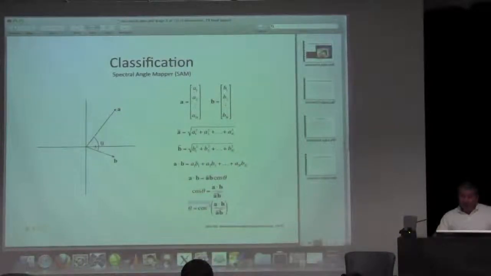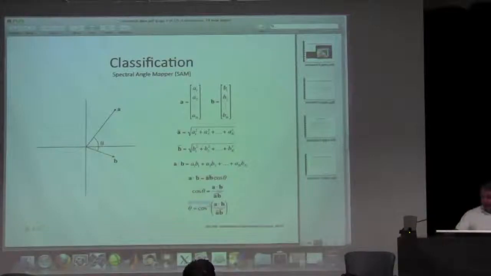Well, two identical classes always point in the same direction. If I have a class of grass that's sunlit and a class of grass that's shaded, it's the same land cover type. They point in the same direction, so they might have different magnitudes, but the angle between them is going to be 0. If I have two different classes, like A and B here, they point in different directions, and the angle between those two vectors, theta, is something greater than 0.